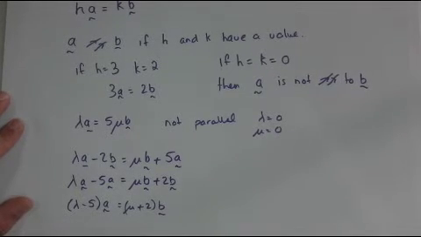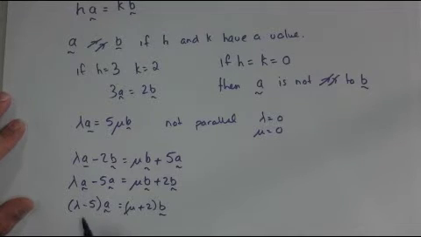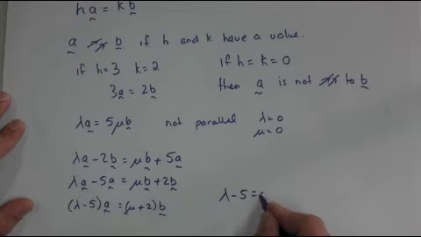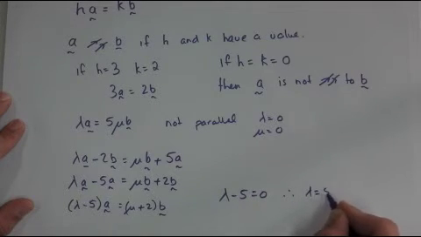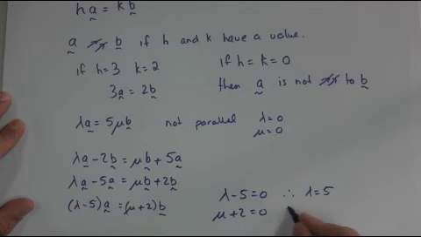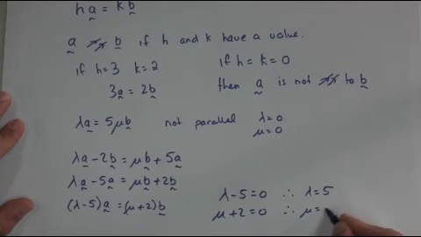And again, as I said, for them to not be parallel, both of these parts here must be 0. So lambda take 5 is 0, therefore giving that lambda is equal to 5. And mu plus 2 is 0, therefore giving that mu is equal to -2.